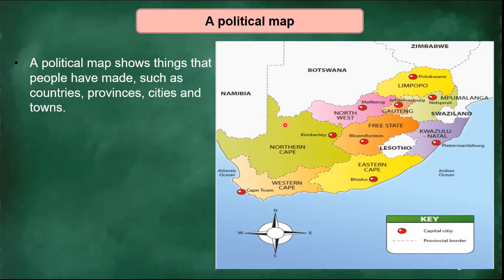So we also have provinces. We divided the country into provinces. So we decided it is not natural, okay? We also have cities and towns. So that's what the political map shows, okay? The key here symbolizes a capital city of all the provinces that are around South Africa.